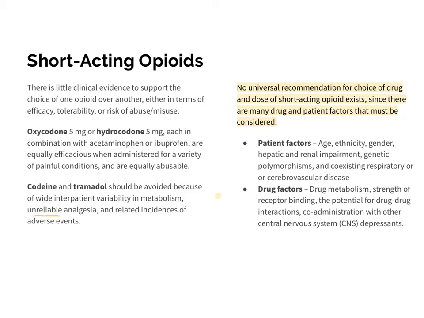Unfortunately, there's no universal recommendation for choice of drug in the short-acting opioid category, and many of your decisions about selecting a drug will be based on patient factors. These things could include age, ethnicity, gender, the hepatic and renal function of the patient. If you have genetic information on how they metabolize drugs, that could definitely influence your drug selection. And whether they have coexisting disease states like respiratory or cerebrovascular disease.